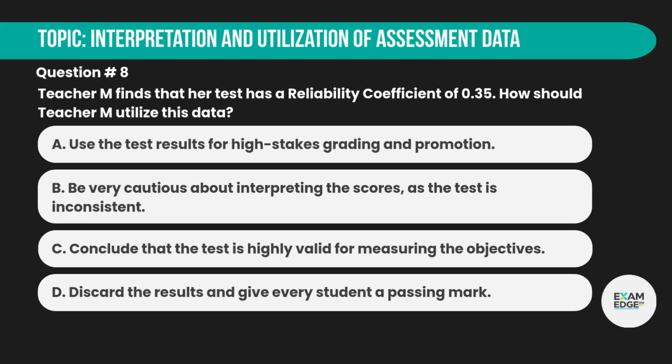Question number 8. Teacher M finds that her test has a reliability coefficient of 0.35. How should Teacher M utilize this data? A. Use the test results for high-stakes grading and promotion. B. Be very cautious about interpreting the scores, as the test is inconsistent. C. Conclude that the test is highly valid for measuring the objectives. D. Discard the results and give every student a passing mark.